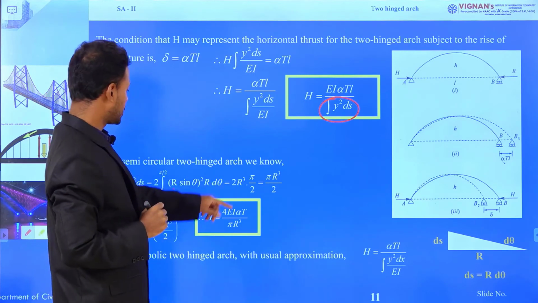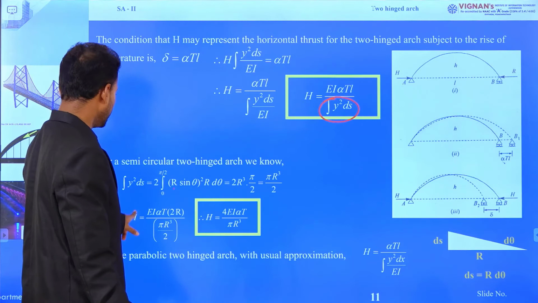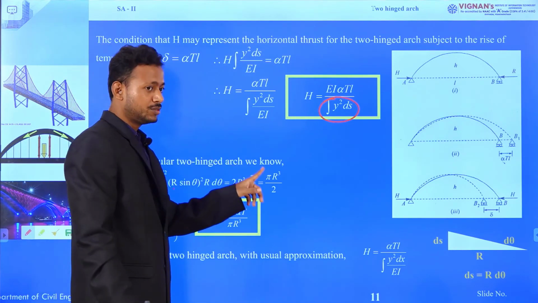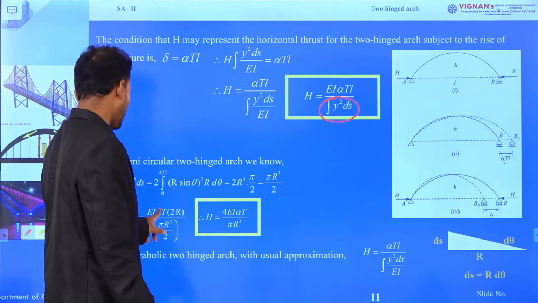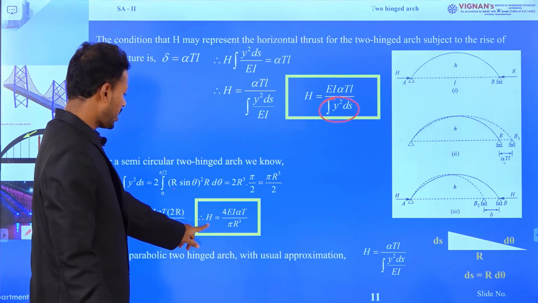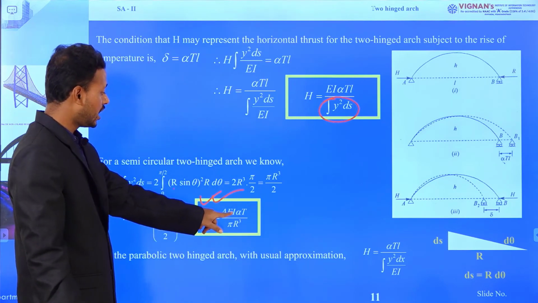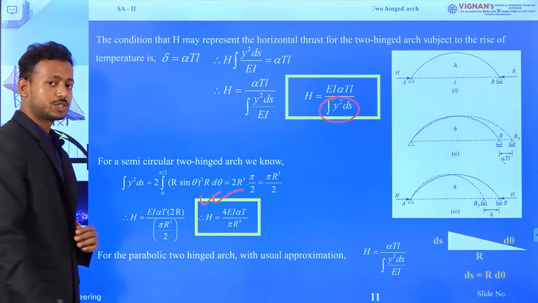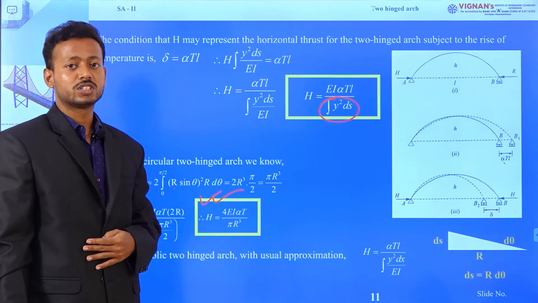So we can write in this expression pi r cube by 2, and we will finally get the horizontal thrust for a semicircular arch when it is subjected to temperature change, that is H equals to EI alpha T into 2R divided by pi r cube by 2, and the final expression is H equals to 4 EI alpha T divided by pi r cube. This is the final expression of horizontal thrust when it is subjected to temperature change.